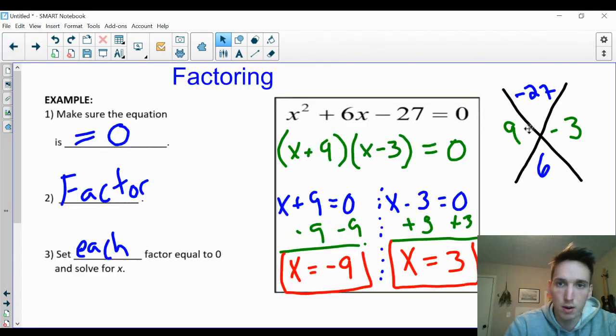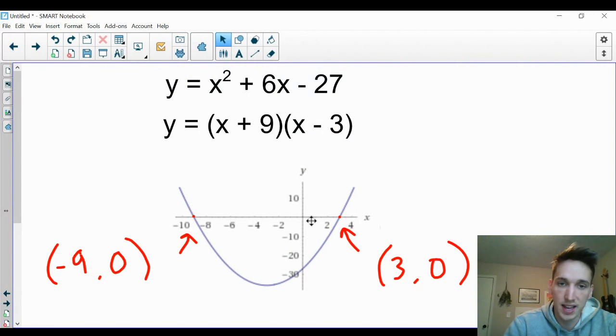And notice how it's got to be set equal to 0. Well, that means the y value is 0. And whenever y is 0, I know I'm on the x-axis. So when we're solving these quadratic equations, we're actually finding the x-intercepts, which we also call solutions. So hopefully that helps you visualize what's going on here. Let's try out another example.